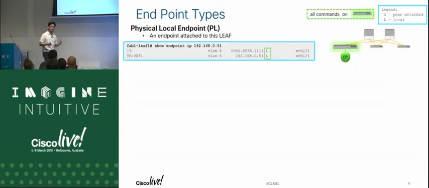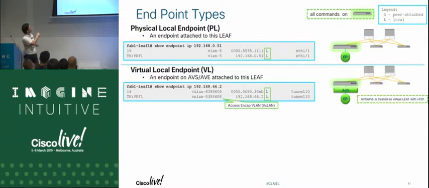Now we know the VLAN types in ACI, so let's learn the endpoint types as well. There are 4 of them. The first one is the physical local endpoint. This endpoint is physically learned locally on this leaf, so that's why it's a physical local endpoint. That's the most basic endpoint in ACI. Then, the virtual local endpoint. That is still local to this leaf, but it's behind a Cisco virtual switch, virtual leaf, like Cisco AVS or AVE. But it's still local to the leaf, so that's why it's called a virtual local endpoint.